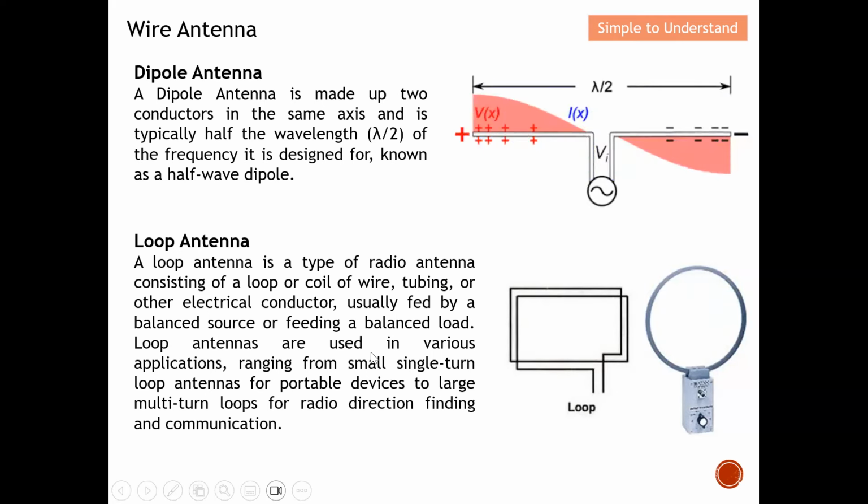Loop antennas are used in various applications, ranging from small single turn loop antennas for portable devices to large multiple turn loops for radio direction finding and communication. In short, over here you can imagine that I can have some coil of wire, so as to build up the volts per meter. So all this is about the loop antenna.